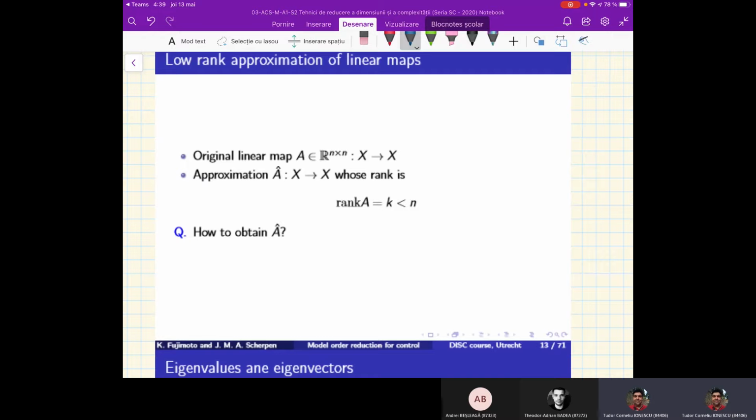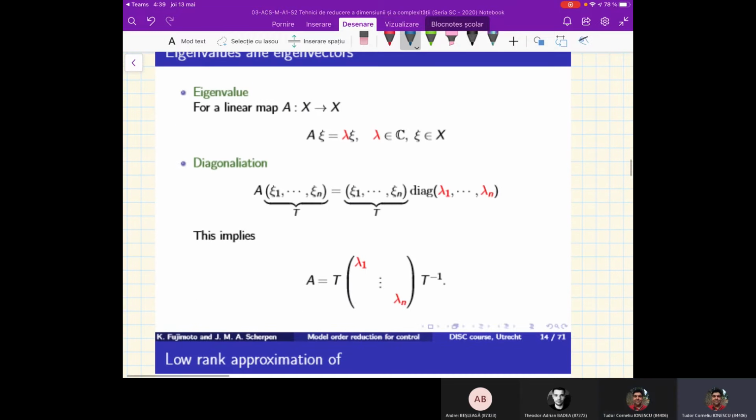Okay, how to approximate linear maps with a low rank approximation. Approximation of A, which is defined on X taking values in X, whose rank is K smaller than N. How do you get A hat? For a linear map, A psi is lambda psi. This is the eigenvalue. This is the definition of the eigenvector and the eigenvalue of a linear map.